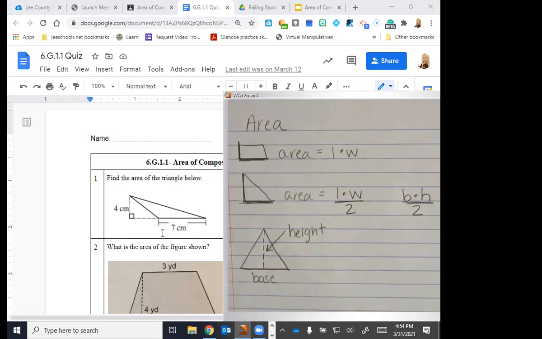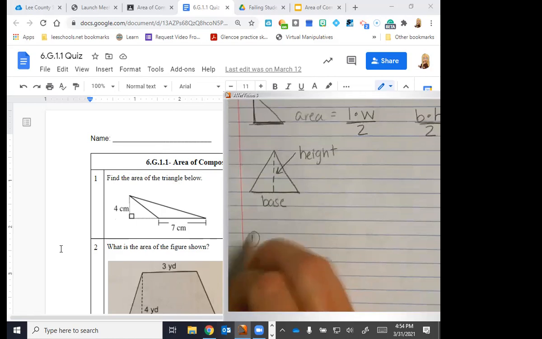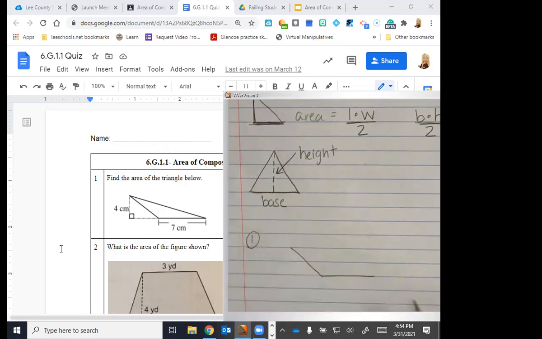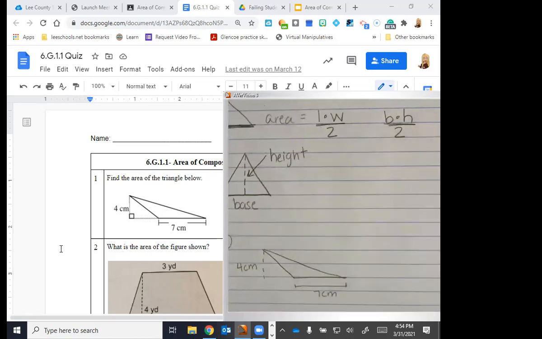Do I have the base? Yes. Do I have the height? Yes. So you could draw that picture on your paper if you wanted to. Question number 1. You could try to sketch out that triangle. I mean, I'm not very good at this, so mine's not going to look that great. But you have a triangle, and they say the base is 7 centimeters. And then they have this little thing here telling you that the height is 4 centimeters. So I'm going to plug those numbers into my formula, my equation. Base times height divided by 2. 7 times 4 divided by 2.